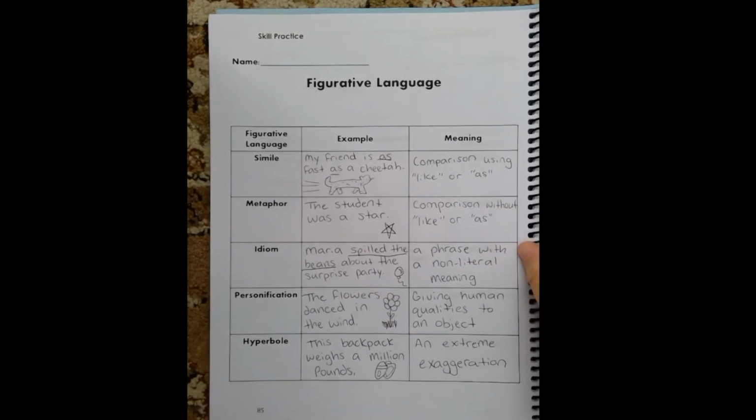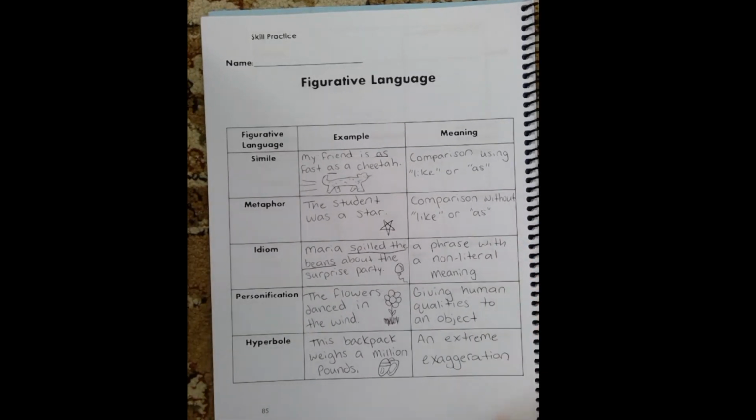Okay, so those are your 5 types of figurative language that we're focusing on. Figurative language, remember, is not the literal meaning. They have a different meaning, and you kind of just have to learn them. And so similes are comparisons. You compare 2 things, and you use like or as. Metaphors are comparisons, but you don't use like or as. Idioms are a phrase that has a non-literal meaning, and those you kind of just have to learn with time.